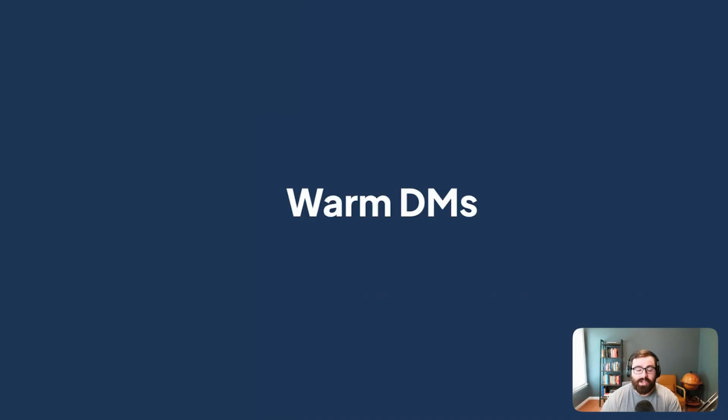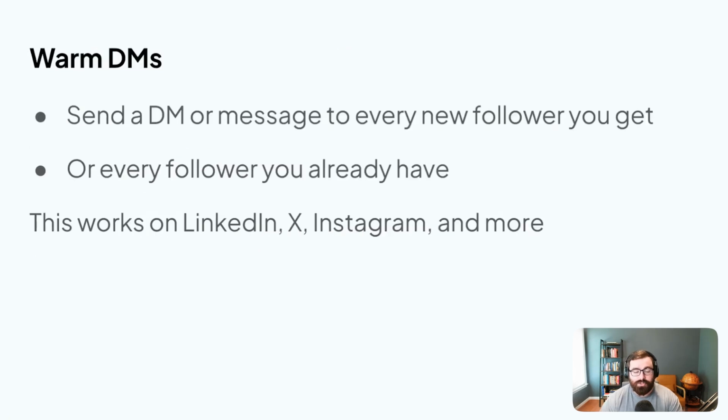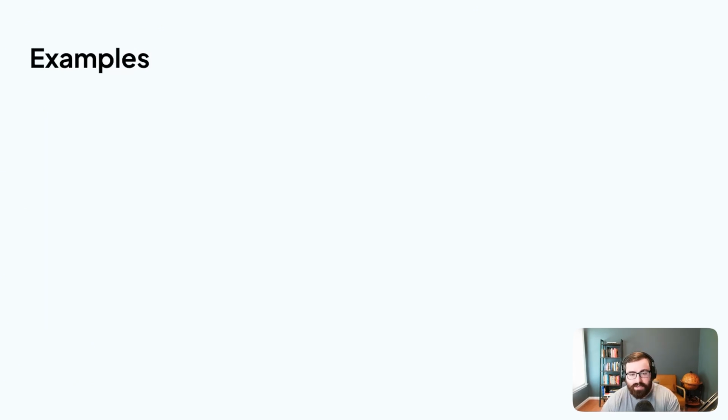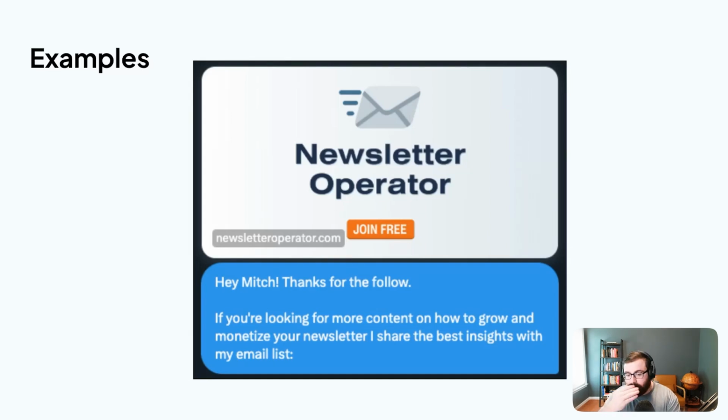Okay. The fifth and final way to get subscribers from social is warm DMs. You should send a DM or a message to every new follower that you get or every follower that you already have. This works on Instagram, X, LinkedIn, and more. And it's really simple. You could say something like, hey, name, thanks for the follow. If you're looking for more content on how to do the thing that you teach, I share my best content in my free newsletter. Here's a link to sign up.